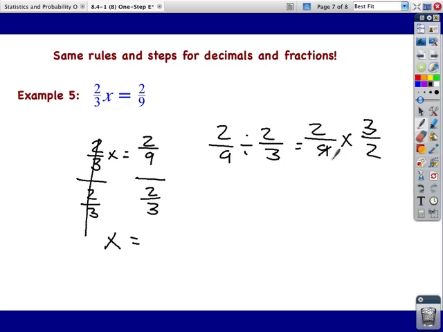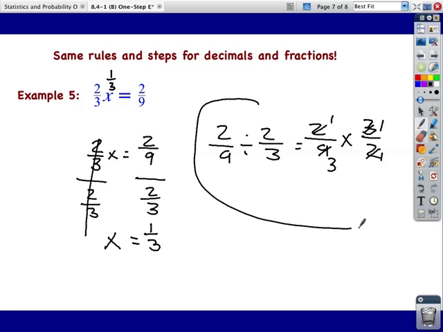And then you can figure it out. I'm going to cross simplify here first. And okay, so I end up with 1/3. So x must be 1/3. And if I was to plug that in for x, if I was to put in 1/3 for x here, 2 times 1/3 is indeed 2/9. So I know that that works.